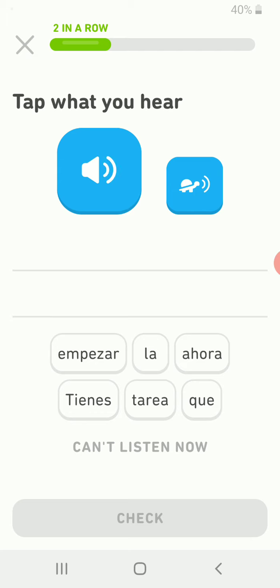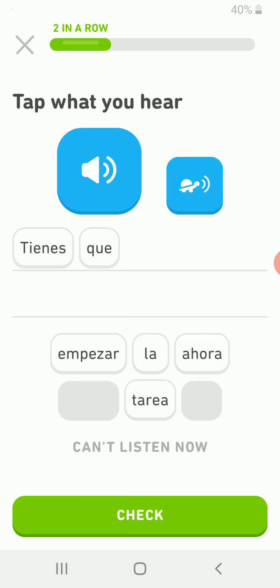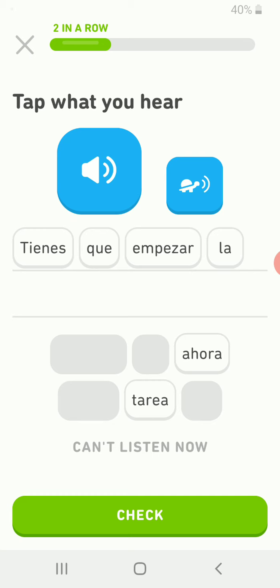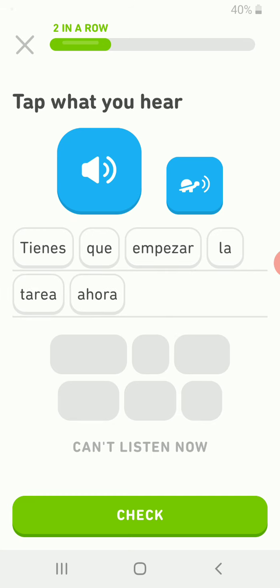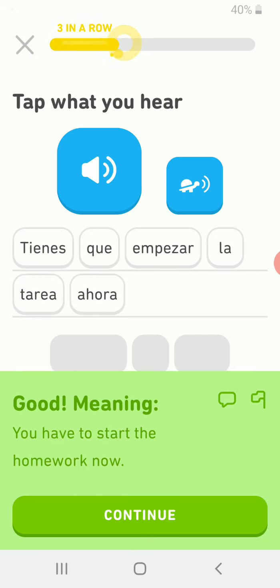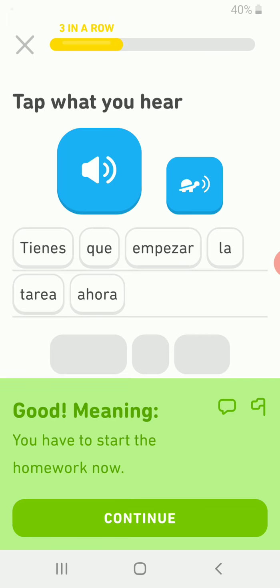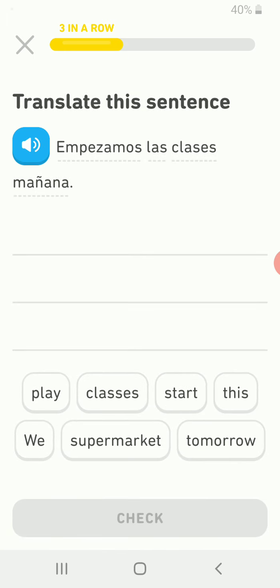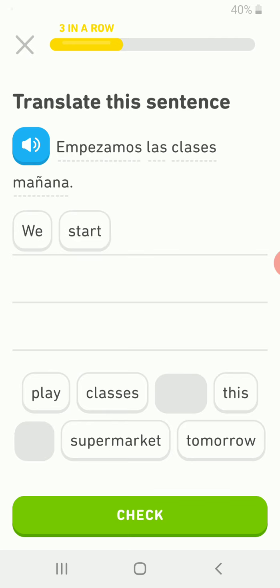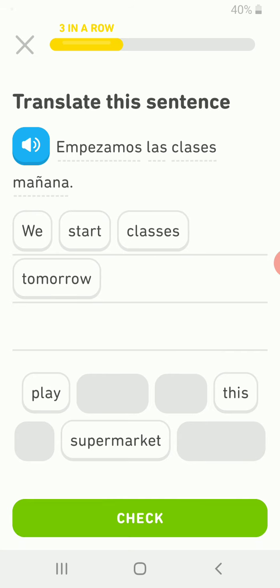Tienes que empezar la tarea ahora. Tarea, I think it's just the task, the homework. Empezamos las clases mañana. Empezamos is we start las clases. So we start classes tomorrow.